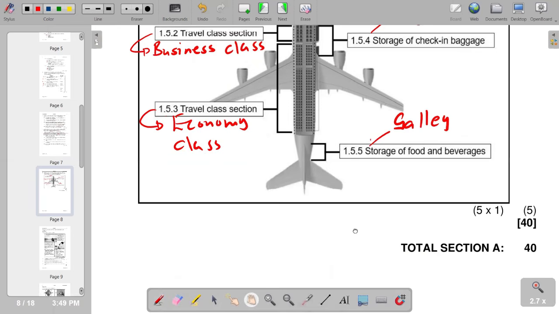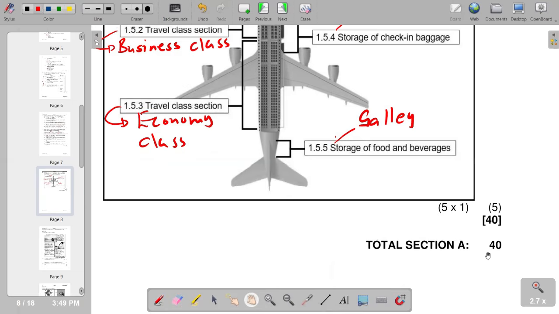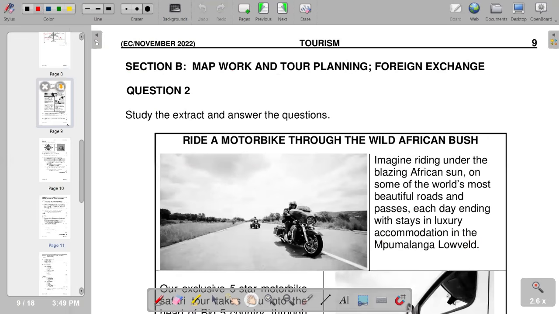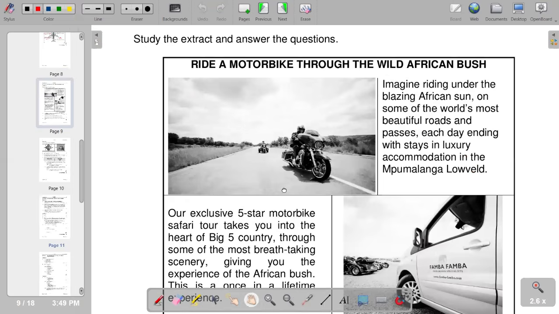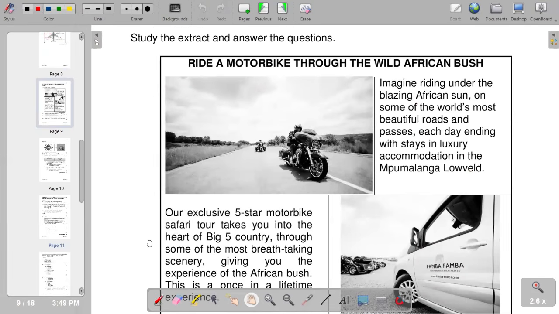Then at the end of our section A, with a total of 40 marks, we move on to the next question, which is now question 2. Question 2 is map work and tour planning. Of course, you have to study the extract and answer the questions. We are given a ride on a motorbike through the wild African bush. This is the information that you need to go through.